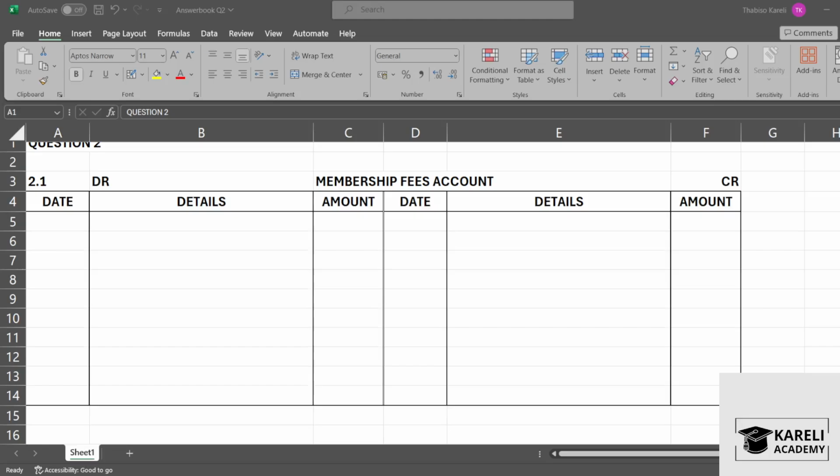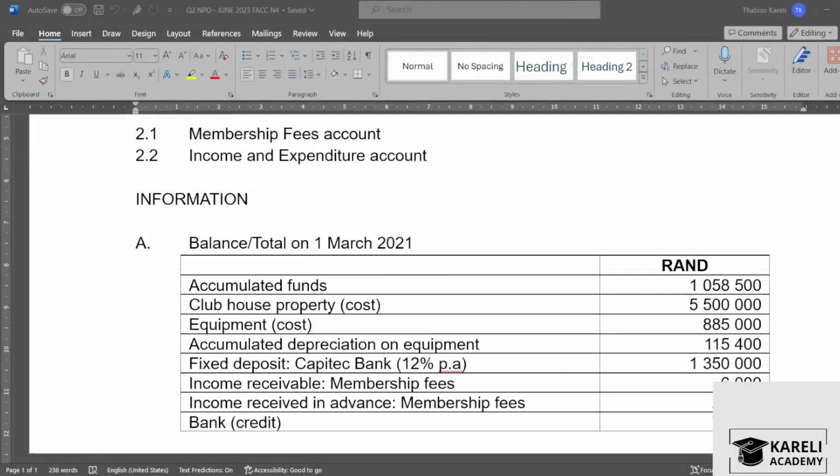On A, what do we need? On A, we need the opening balances on the 1st of March. Now we are dealing with the membership fees account. Therefore, the accounts that will affect membership fees will be indicated. There they are. The first is income receivable. The second one is income received in advance. Now, don't be confused. Income receivable is sometimes written as accrued income. It means that it is an outstanding amount.